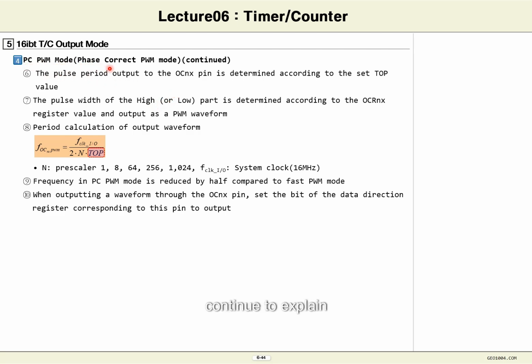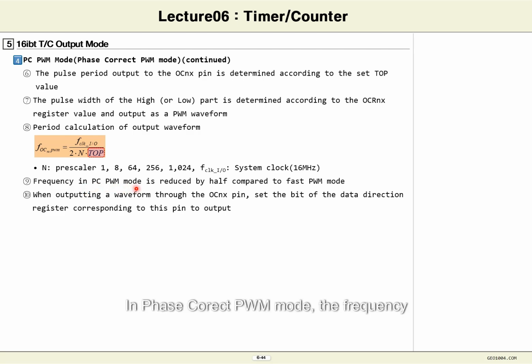We will continue to explain the phase correct PWM mode. In this mode, the output cycle to the OCNX pin is determined according to the value set to top. The pulse period is determined. The high and low part of the pulse width are determined according to the value set in the OCRNX register. The PWM waveform will be output. The calculation formula for the output waveform is as follows.